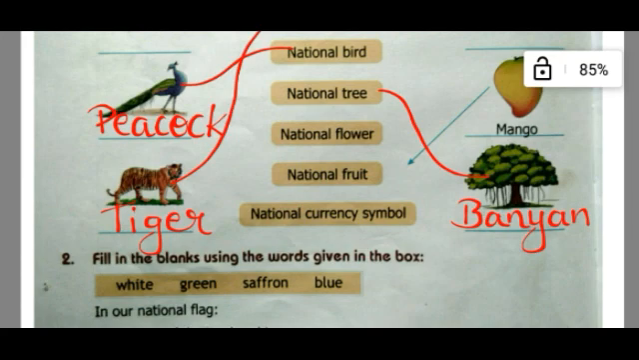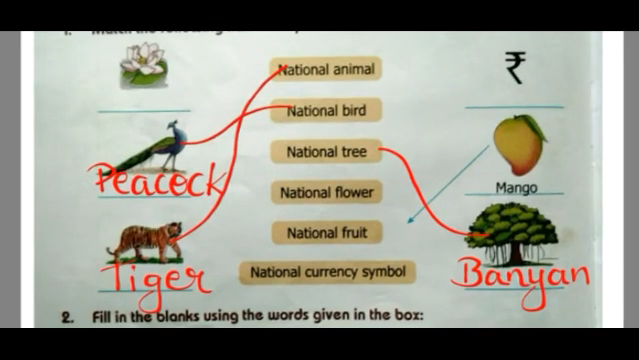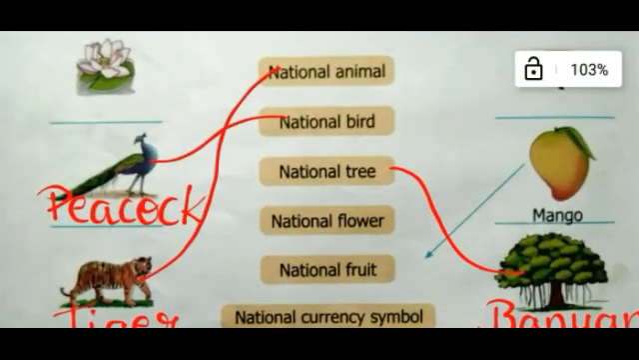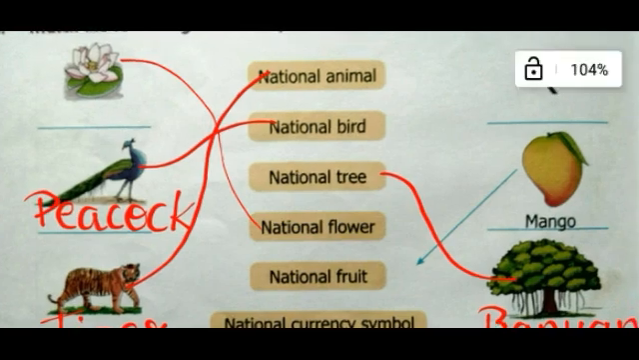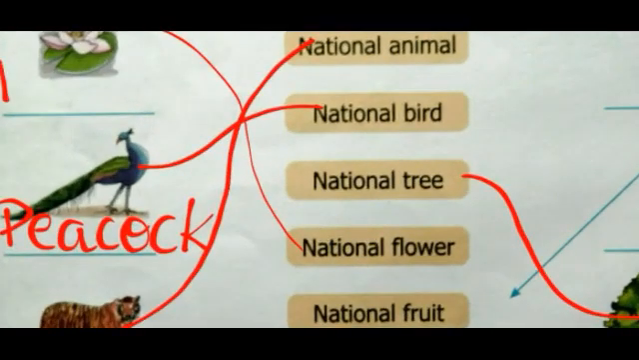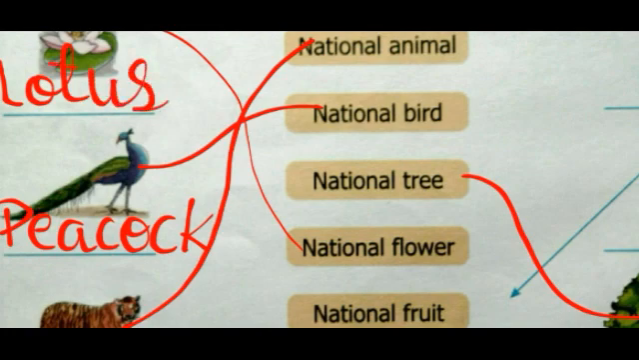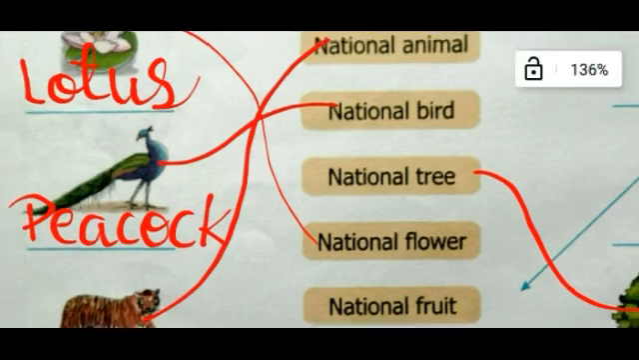Now see the next one. Next one is national flower. So, which is our national flower? Our national flower is lotus. So, let's match it with lotus. And we need to write the spelling of lotus here. L-O-T-U-S. Lotus. Okay?